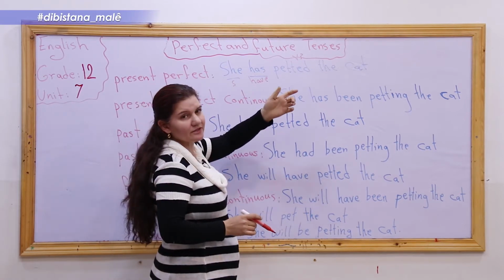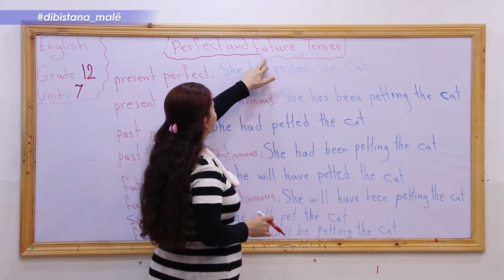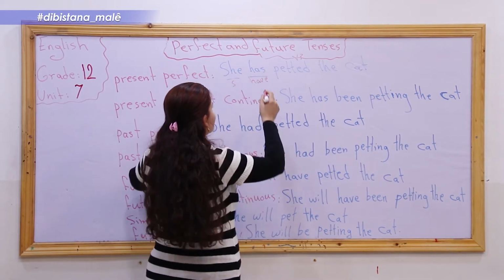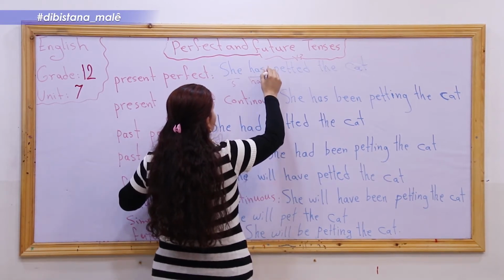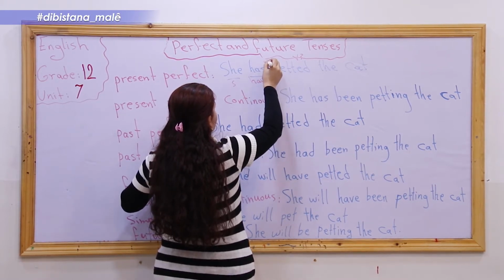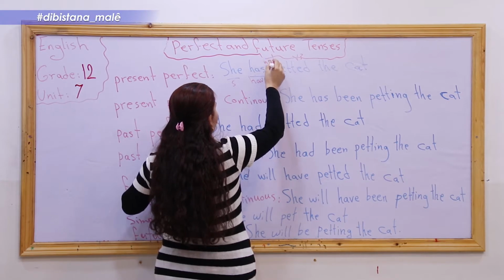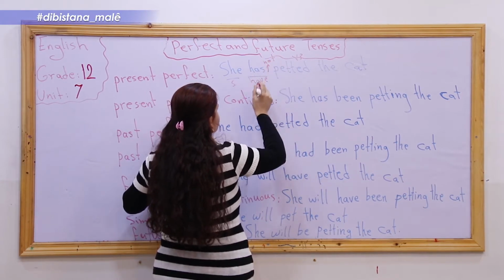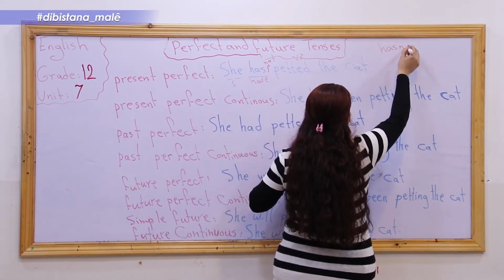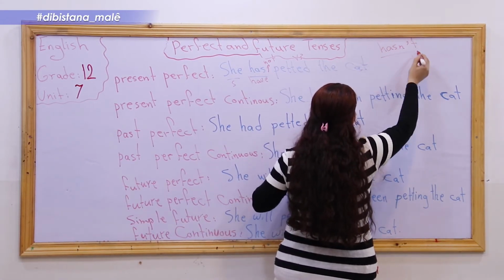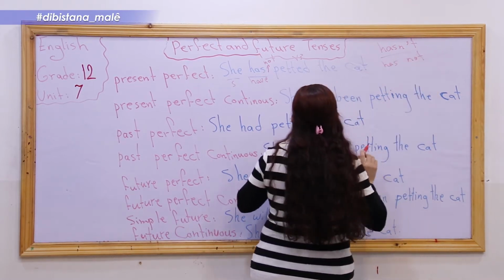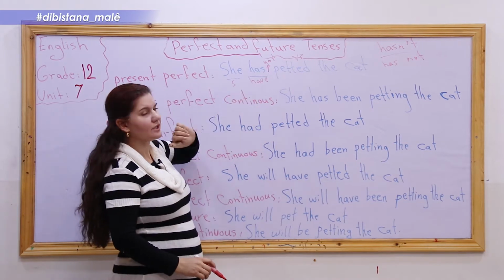So what about negative? We have an auxiliary verb, has, and we will put not between the auxiliary verb and the main verb. So instead of she has, we say she hasn't or she has not. You can write it as hasn't, and you can write it as has not, the full form. So this is about negative.